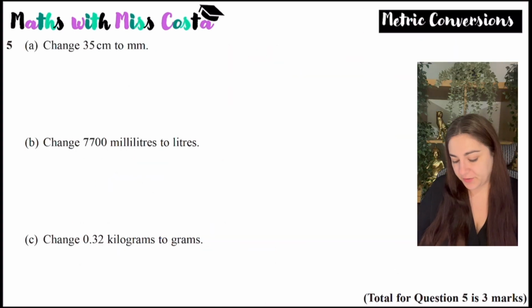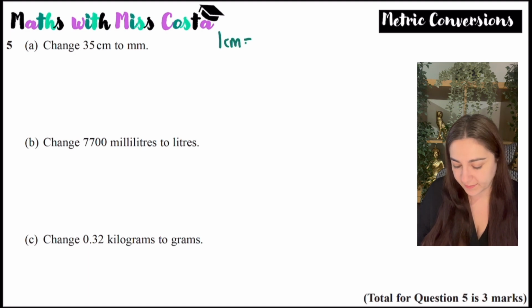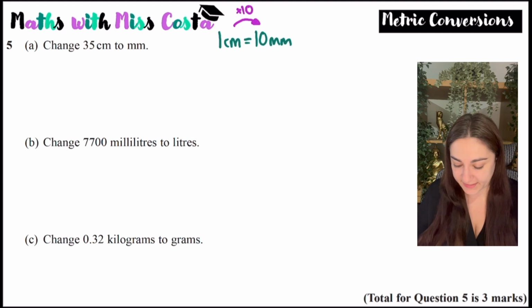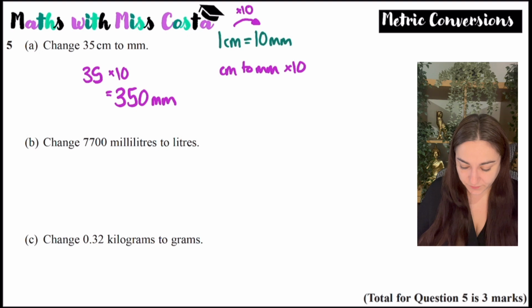Okay, so now I need to change 35 centimetres to millimetres, so it's helpful to write out my conversions. So I know that 1 centimetre is 10 millimetres, and this is just a fact that I need to memorise. And so if I'm trying to turn centimetres to millimetres, I know that each millimetre is 10 lots of 1 centimetre. So 1 centimetre, to turn it into millimetres, I times it by 10. So in this case, to go from centimetres to millimetres, I times by 10. So 35 times by 10 is going to give me 350 millimetres.